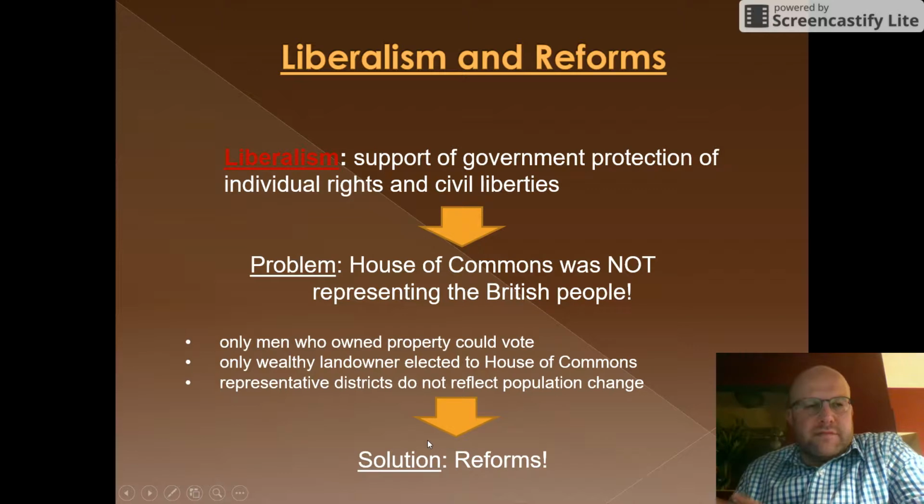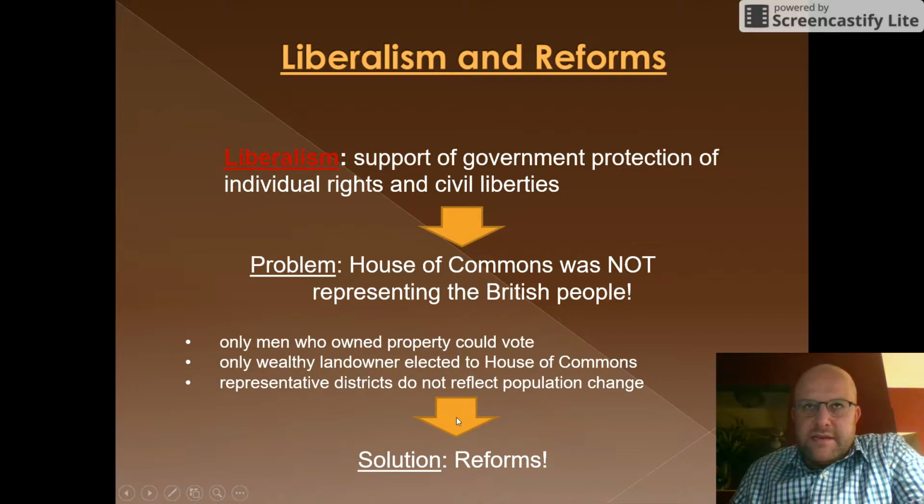Those were liberal ideas. But the major obstacle was that the House of Commons was not representing the British people. Only wealthy men who owned property could vote. No surprise that only wealthy landowners were elected to the House of Commons. Representative districts did not reflect the population change. So the solution would then need to be reforms.